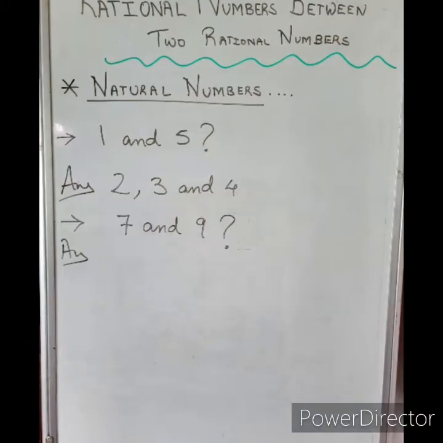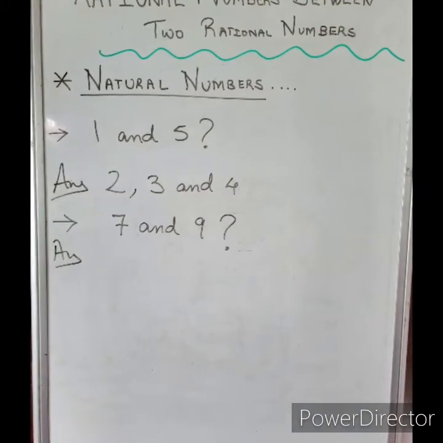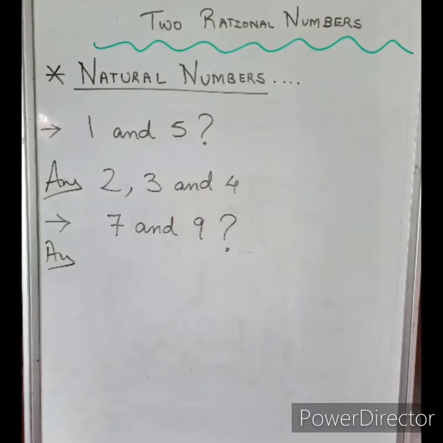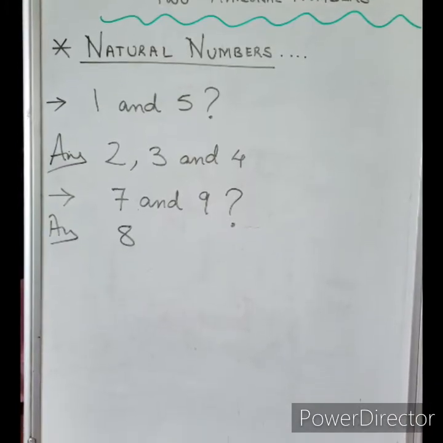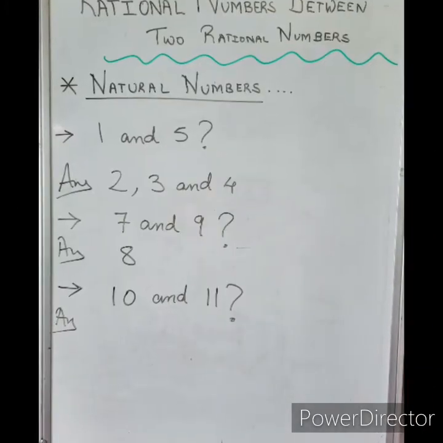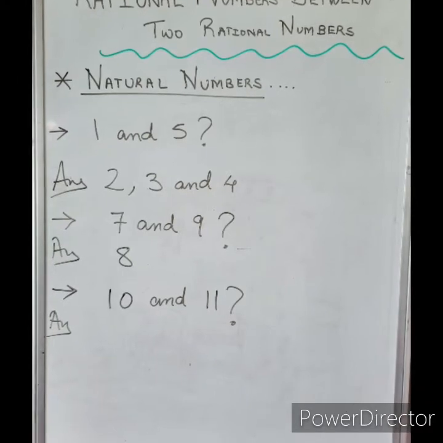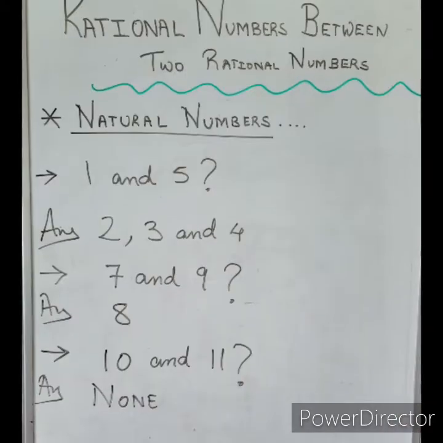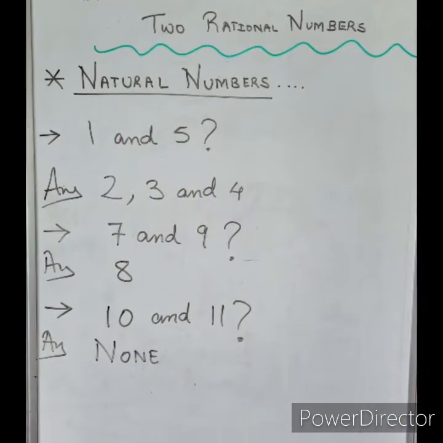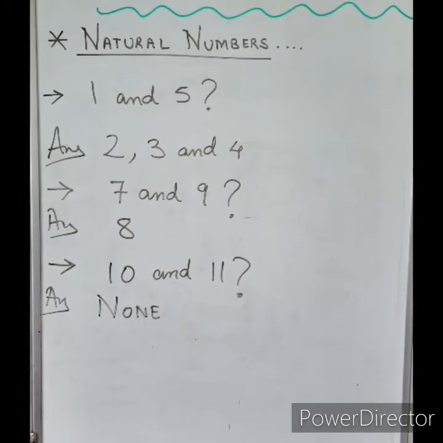What about the next one? 7 and 9. There is only one, that is 8. 10 and 11. None. So we can say they are a fixed set of numbers.